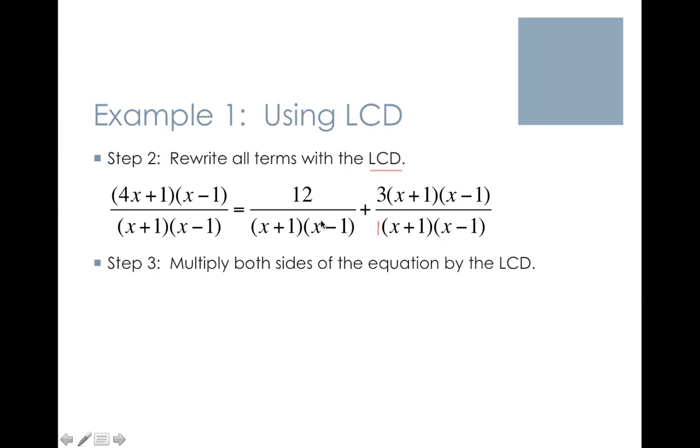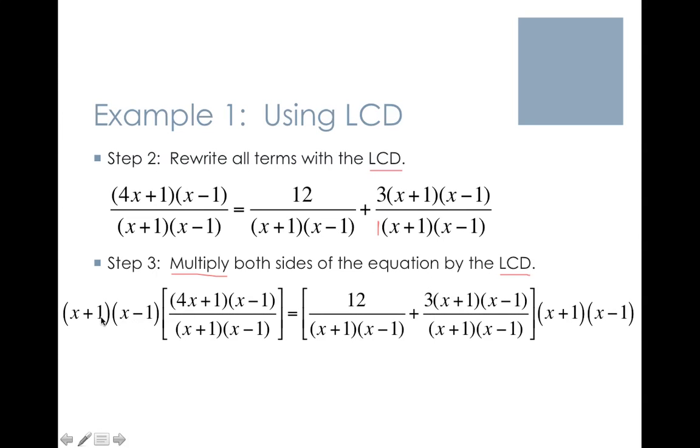Then in step 3, we're going to multiply both sides of the equation by that LCD that we found. What that does is that when I multiply the x + 1 and x − 1 on this side, those factors are going to cancel out. So x + 1 cancels out, x − 1 cancels out. We're just going to be left with the numerator.